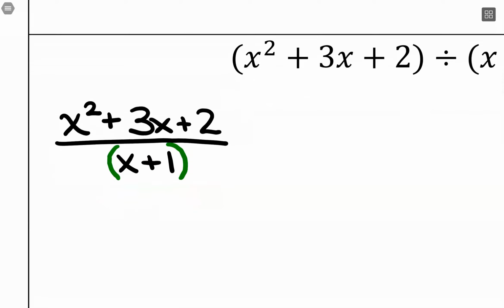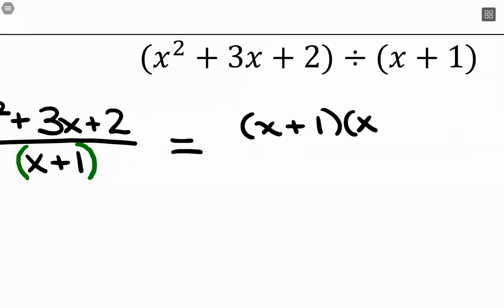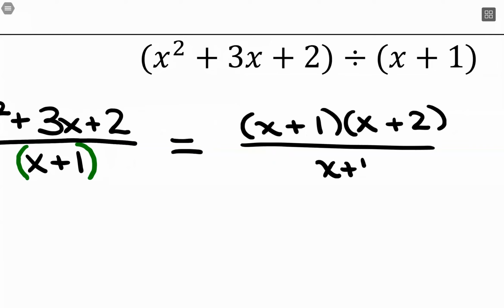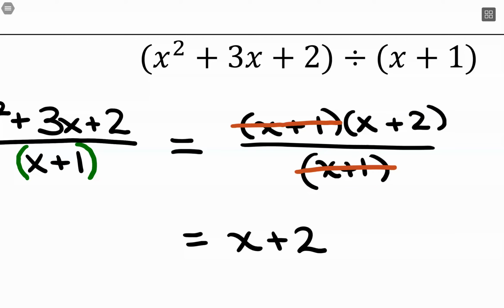So what we can do is to simplify this, factor the numerator. So what this would be is an x plus 1 times an x plus 2 all over x plus 1. I'm going to keep those parentheses there. And then I can see that I have this entire x plus 1 divided by x plus 1, and that'll get us cancellation. And then all we'll have left over is x plus 2.